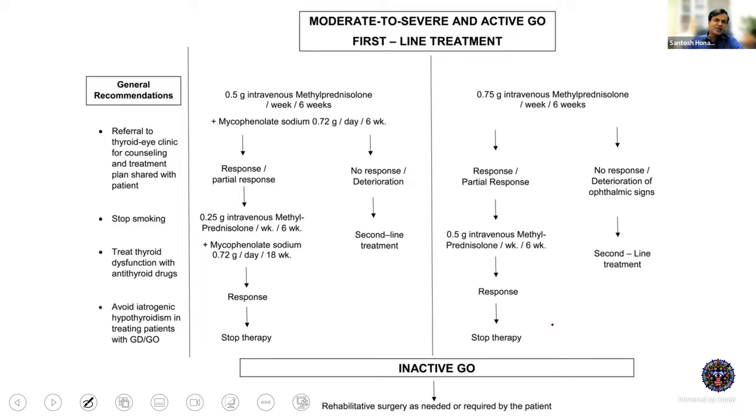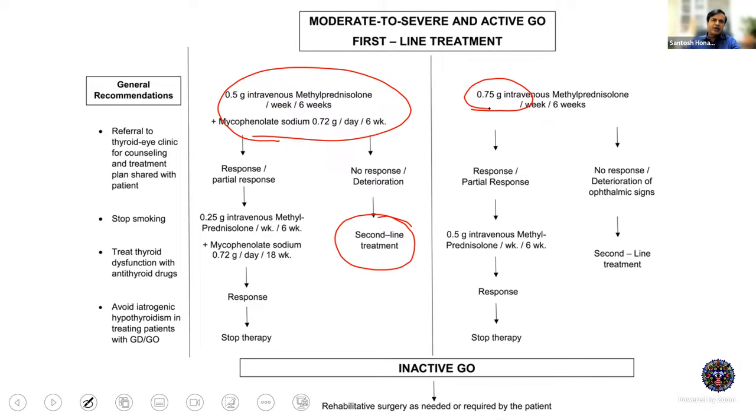If a patient has no response or deterioration with this treatment, then they don't prolong this treatment anymore, but they go on to second line treatment. I'll tell you what a second line treatment is. Or the other option is 750 milligram of intravenous methylprednisolone for 6 weeks, response or no response.